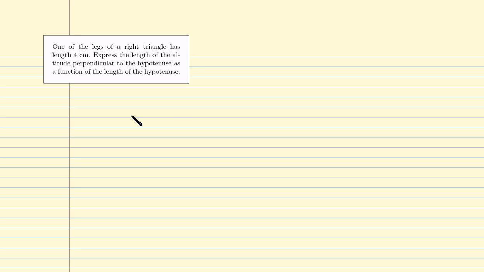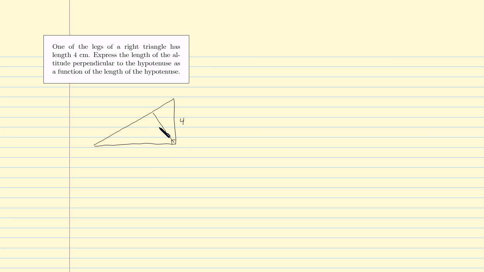Okay, in this problem, we're given that one of the legs of a right triangle has length 4 centimeters. So let's go ahead and draw that. There's our right triangle, and the length of one of its legs is 4 centimeters. Then it says express the length of the altitude perpendicular to the hypotenuse. Okay, so that's the segment that's perpendicular to, in this case, the hypotenuse through the other point. That's this segment right here.